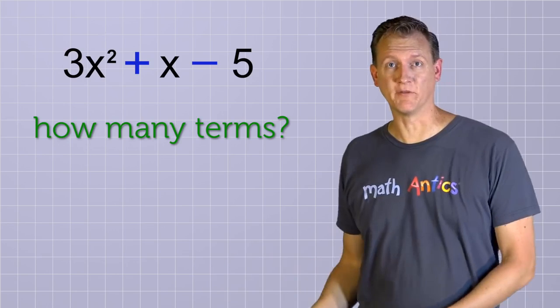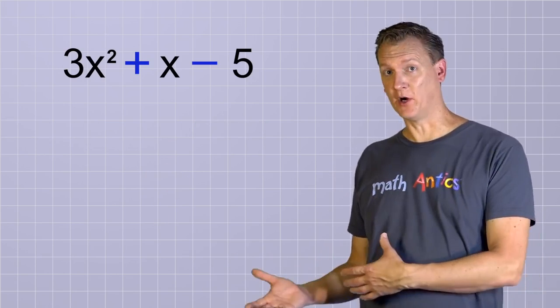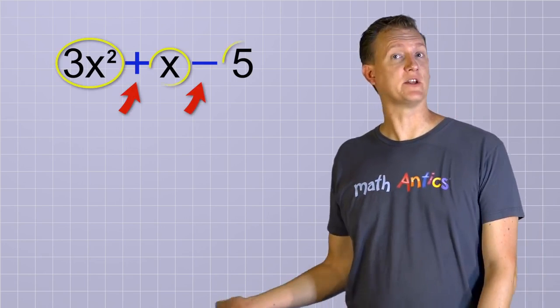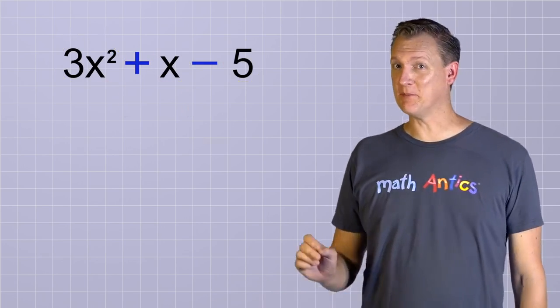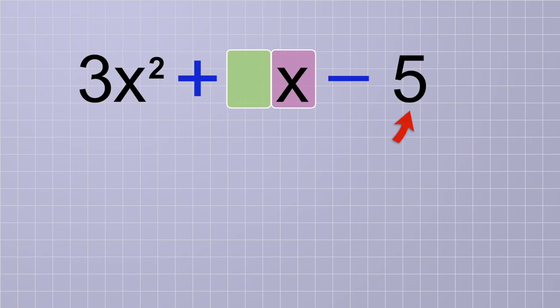Well, based on what we've learned so far, you're probably not quite sure. If the terms are the parts that are joined together by addition or subtraction, then this should have three terms. But it looks like there's something missing with the last two terms. This middle term is missing its number part. And this last term is missing its variable part. That doesn't seem to fit with our original definition of a term. What's up with that?